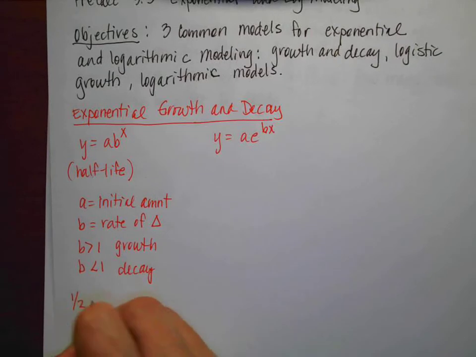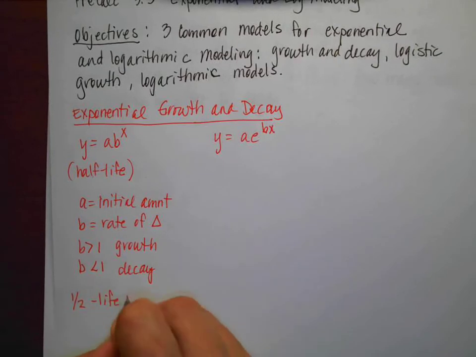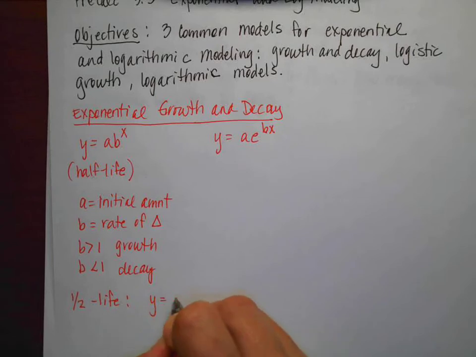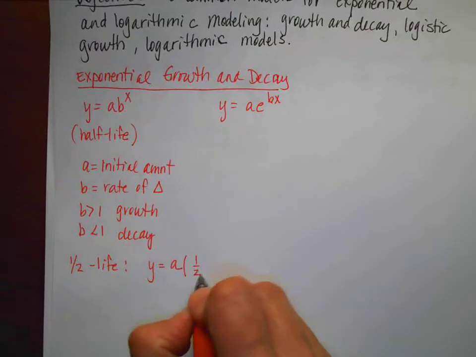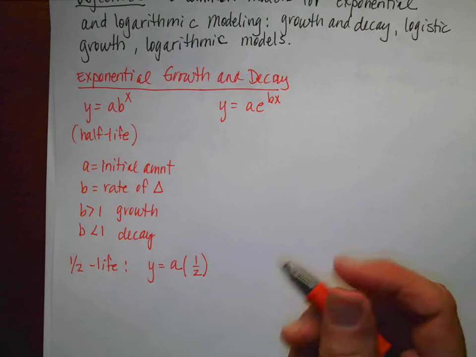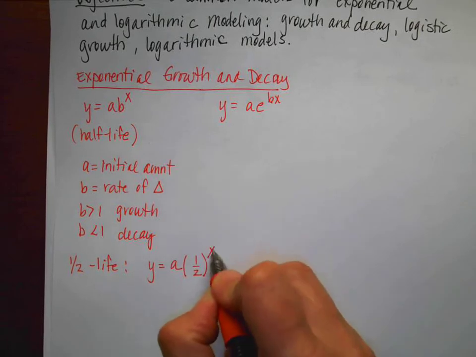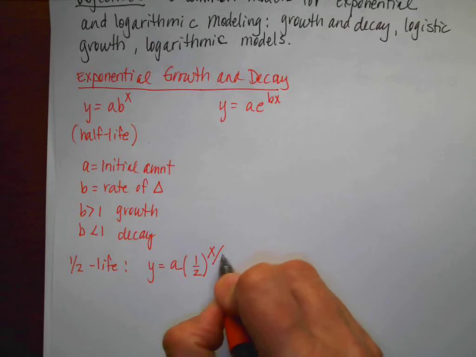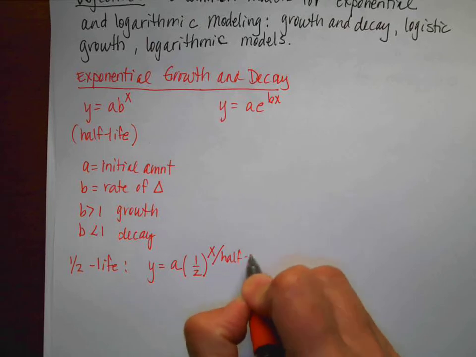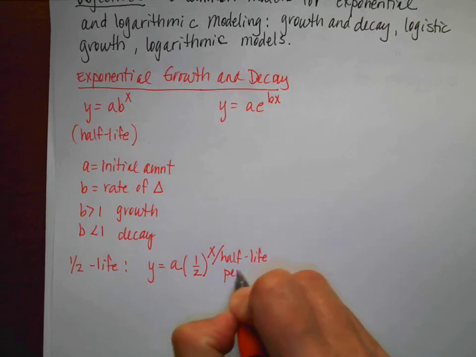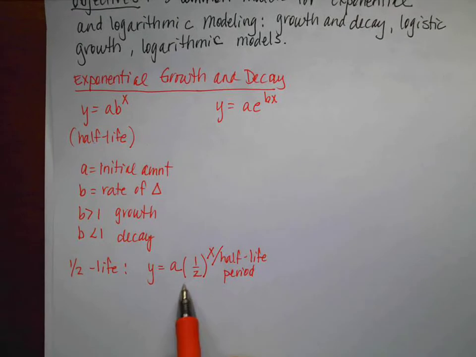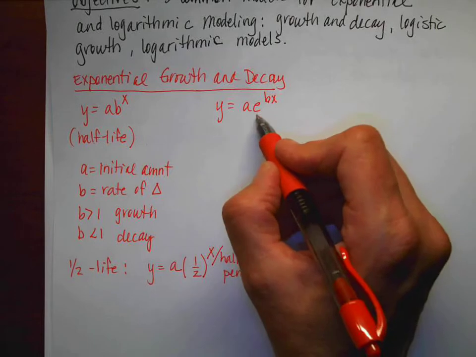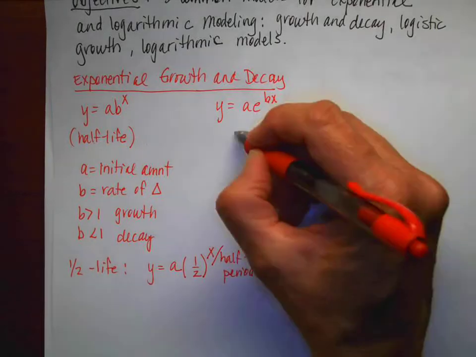If you are doing a half-life problem, the equation is y equals whatever your initial amount is times a half, because whatever thing is halving every so often, raised to the x divided by the half-life period. Even in calculus, if my students have to do half-life problems, I tell them to use this formula because I think it's easier. This other one is an expectation, though, so we need to learn how to use it.